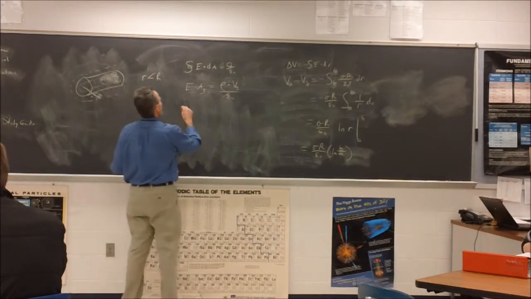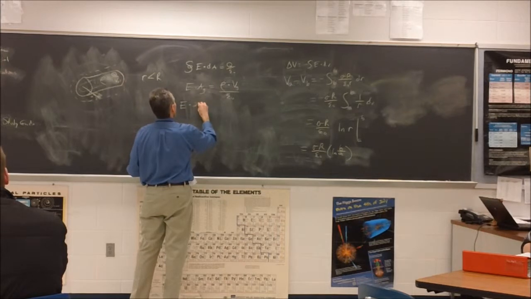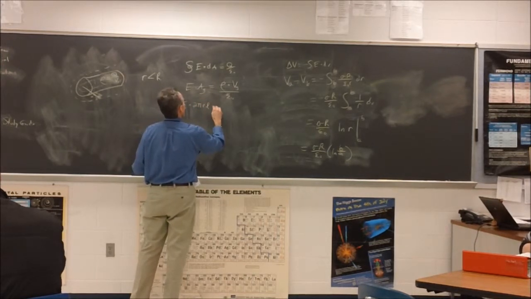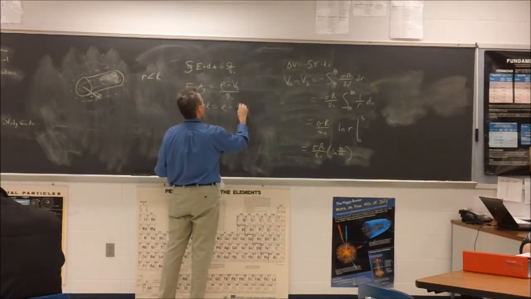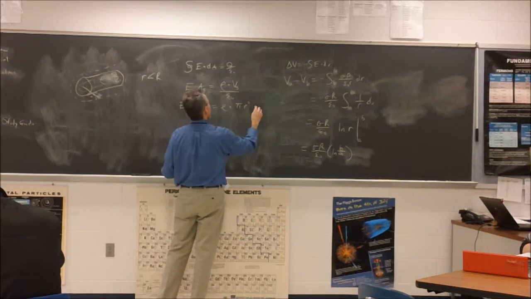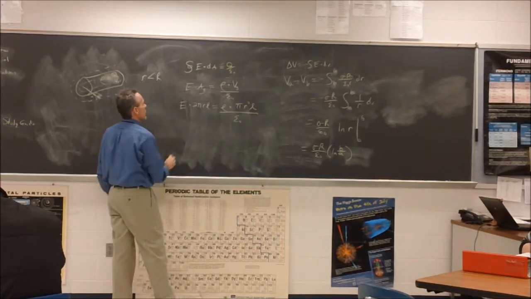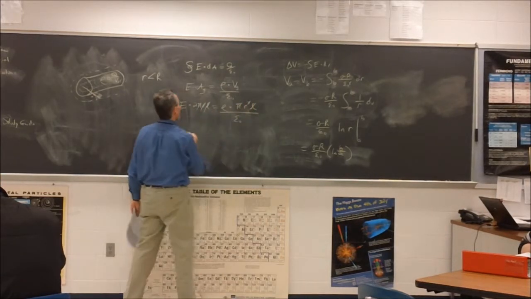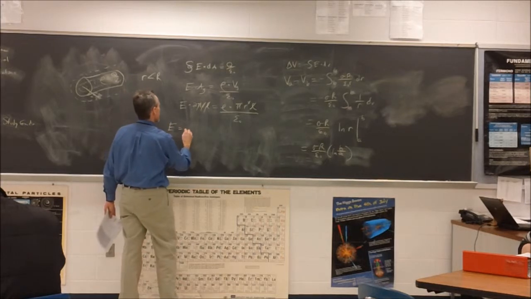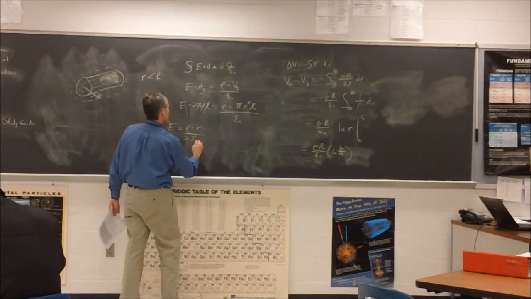Okay, so the area of my Gaussian is going to be equal to 2 pi r times L. Density times volume of Gaussian is going to be pi r squared times L over epsilon naught. The pi's cancel, the L's cancel, the r cancels the square, and I have the E field is equal to the density times r over 2 epsilon naught.